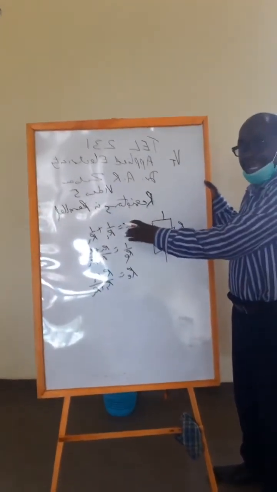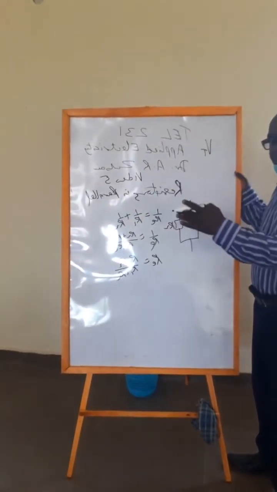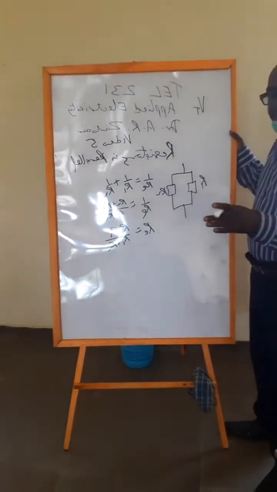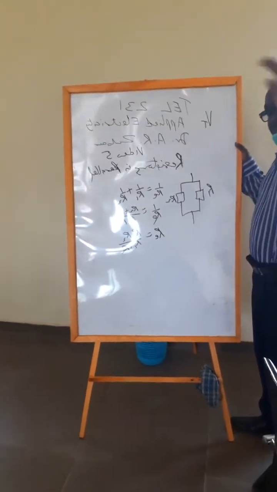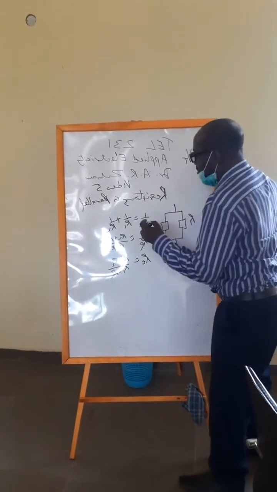For 3, I cannot do it like that. You understand me? For 3, what will I do? I will find 1 over R1, add it to 1 over R2, add it to 1 over R3. The sum I got is the reciprocal, so I have to take the reciprocal again to get RE. You get my point? Okay, let's give you an example.